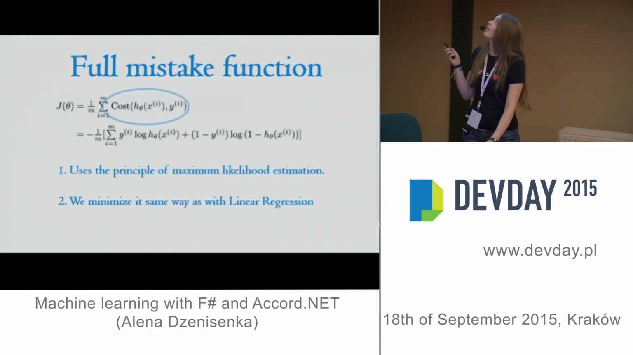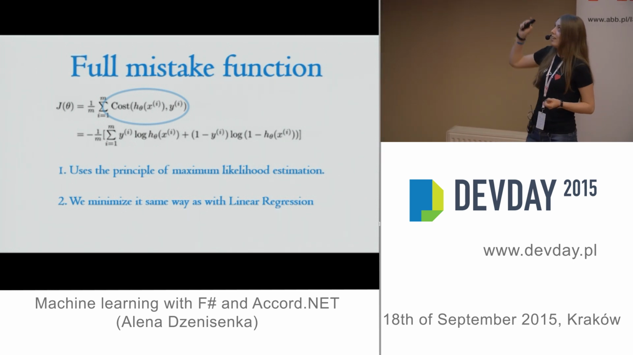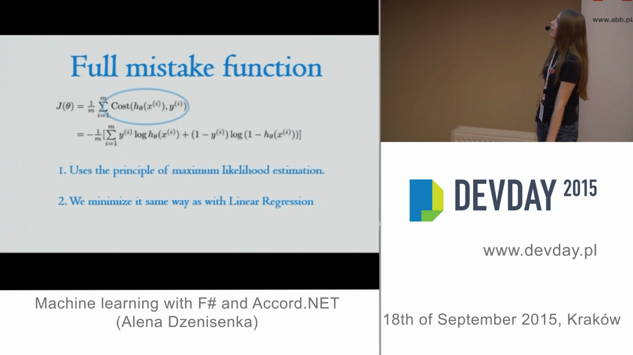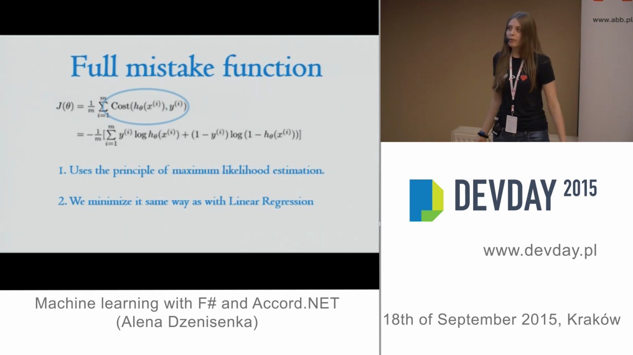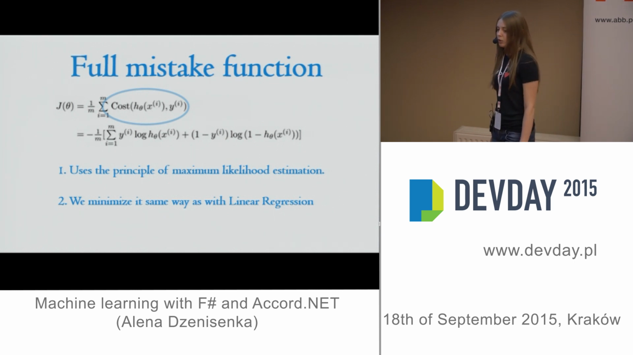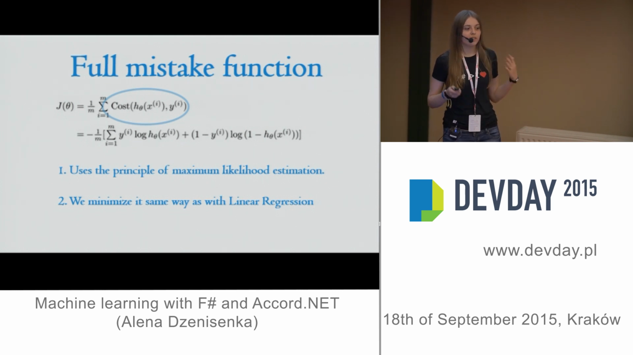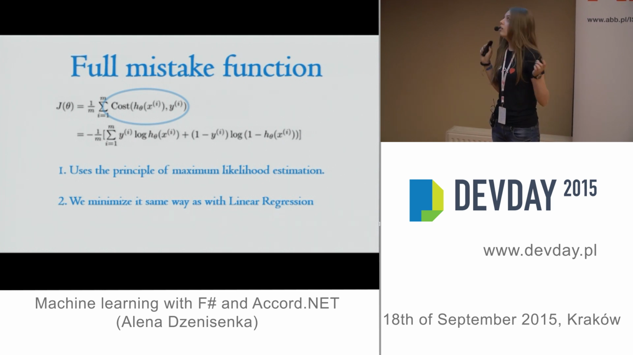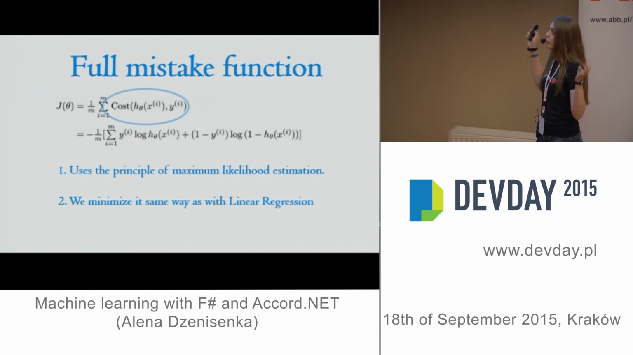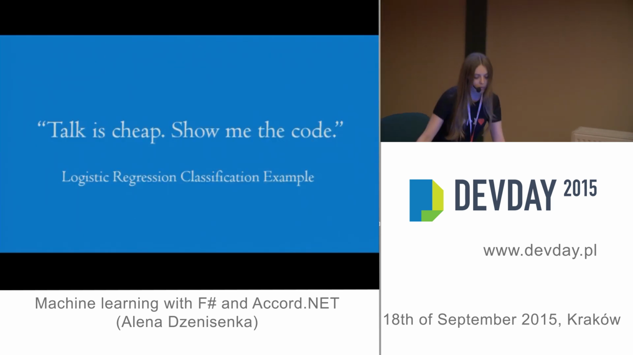So that was the mistake function for one data sample, and this is the mistake function for all data samples. It's just a sum. Don't be scared of this formula. It uses the principle of maximum likelihood estimation and is based on probability. And to minimize this function, we use the same approach as with linear regression. We just find the cost of it and move towards the minimum, minimize it the same way. And let's move to the example.